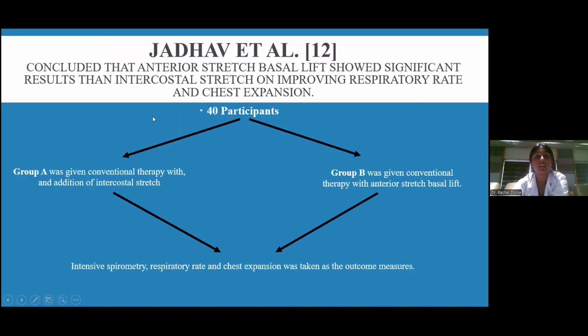The first article is Zadov et al., which concluded that anterior stretch basal lift showed more significant results than intercostal stretch on improving respiratory rate and chest expansion. They included 40 participants and divided them into 2 groups. Group A was given conventional therapy with an additional intercostal stretch chest PNF technique, and group B was given conventional therapy with anterior stretch basal lift chest PNF technique. The outcome measures that they used were incentive spirometry, respiratory rate, and chest expansion.